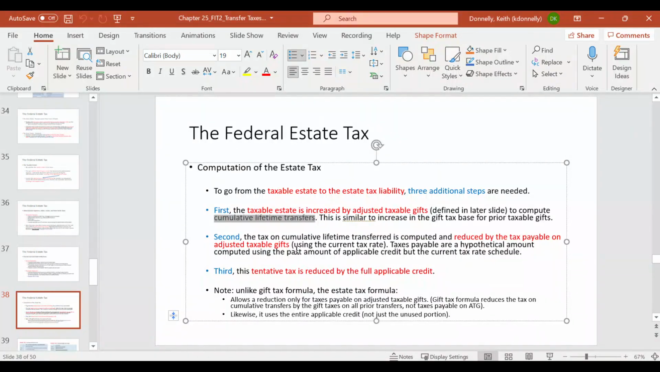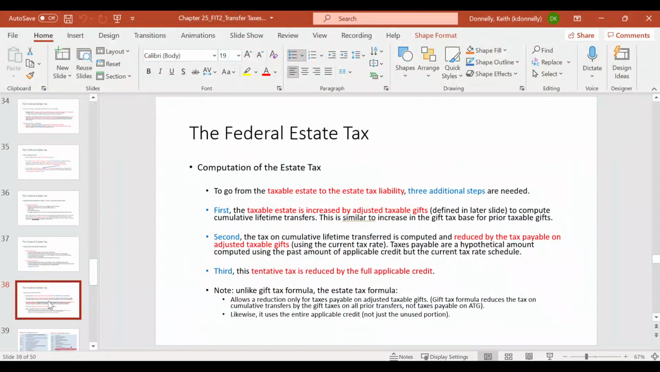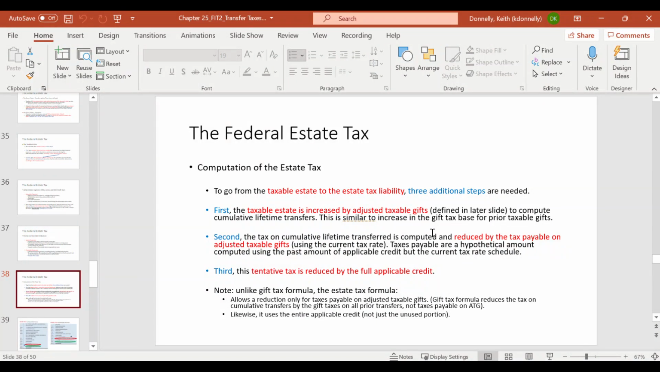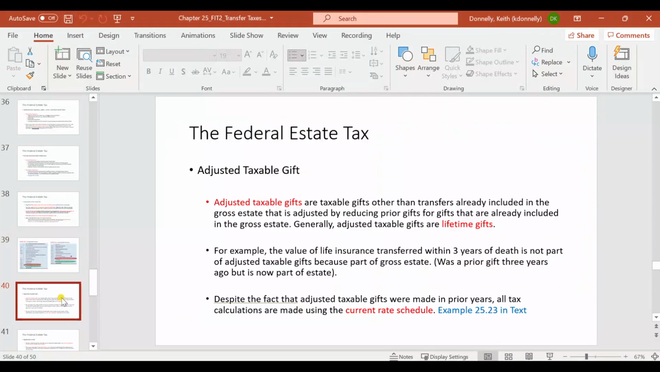So basically, one of the things we're doing here, in short, is we're figuring out the tax on all of the gifts you made during your life, as well as the gifts from your death, and then we're backing out the applicable credit. There's some specific mechanics here. Again, I'm not as concerned about these nuances as I am that you just understand the overarching framework. So this is showing us the interaction between the federal estate tax and the federal gift tax.